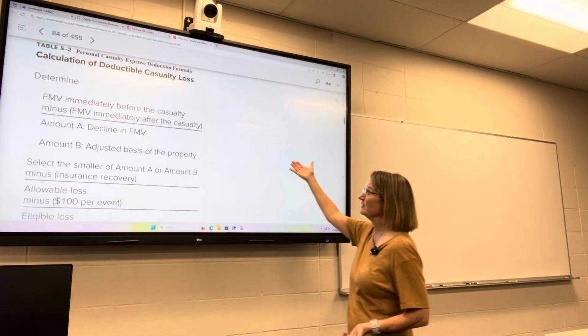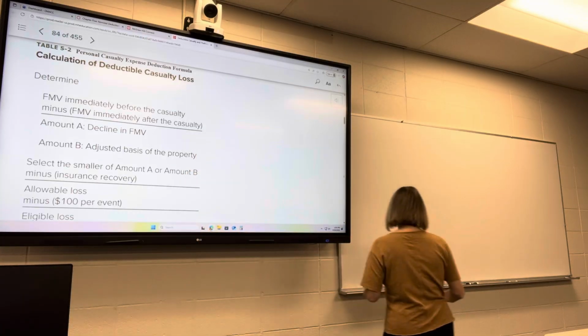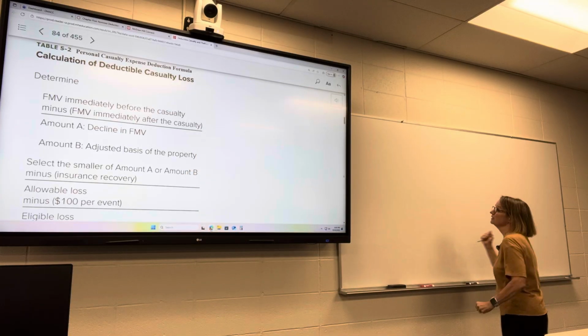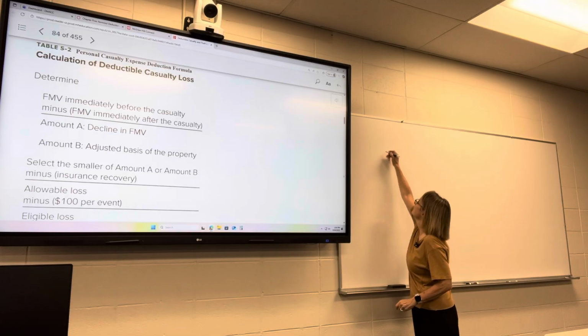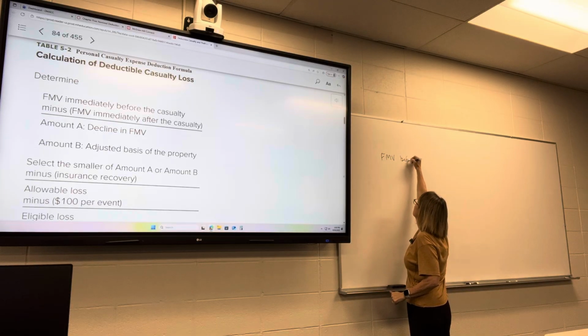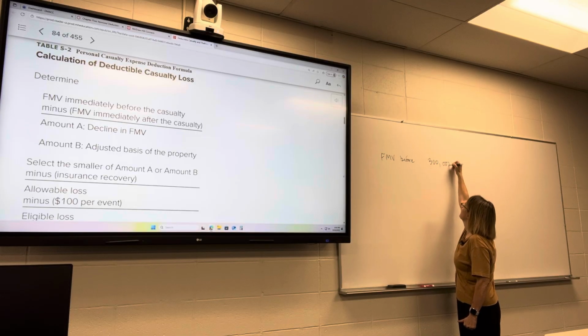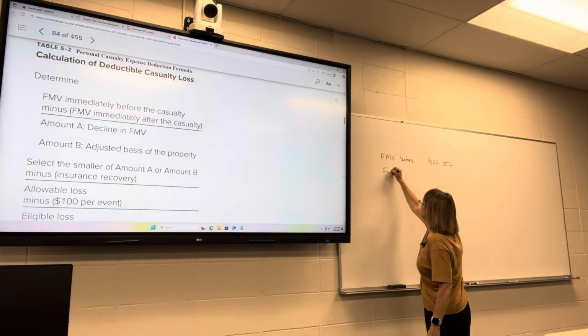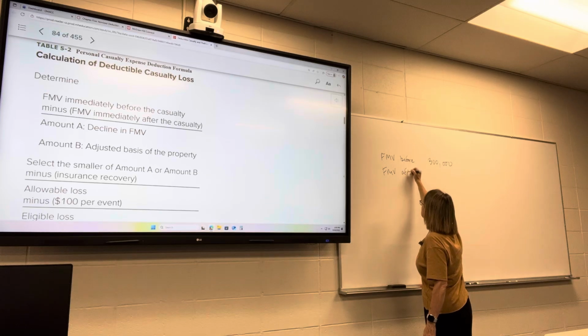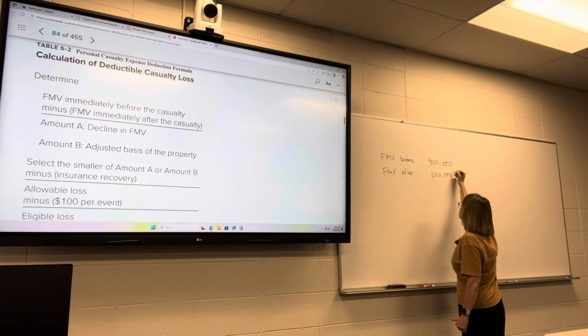So the fair market value immediately after the casualty is $200,000. So if we take, again, fair market value before, say it was $300,000, fair market value after, $200,000. Subtract that.